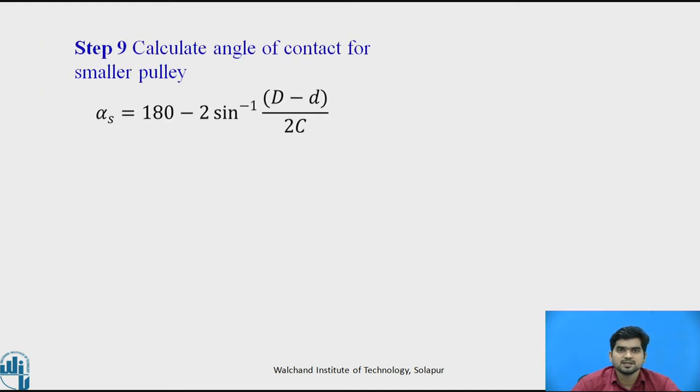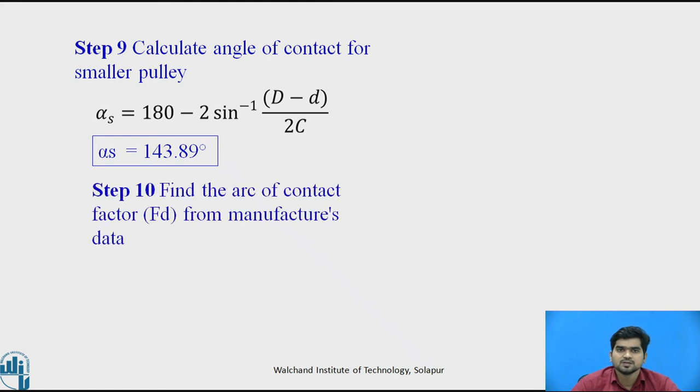In step number 9, calculate the angle of contact for the smaller pulley. By using this equation, we have to calculate the wrap angle. Put the values of capital D, small d and C, and you will get the wrap angle alpha s equal to 143.89 degrees.